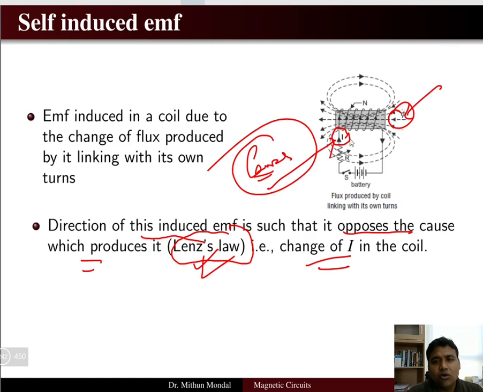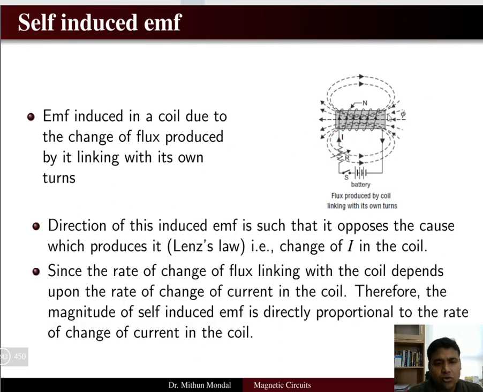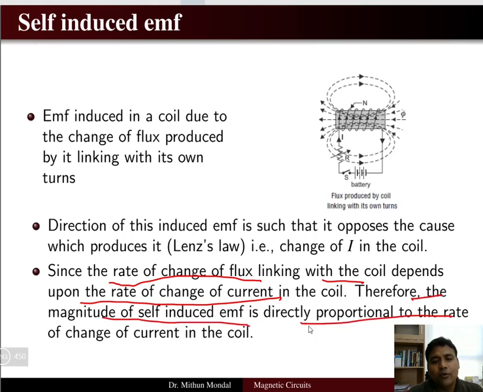So what is the cause? The cause is the current. So the induced EMF has to oppose the change in current. Now, since the rate of change of the flux linking with the coil depends upon the rate of change of the current in the coil, the magnitude of the self-induced EMF is directly proportional to the rate of change of the current in the coil.